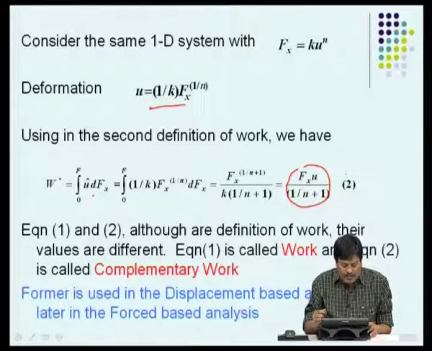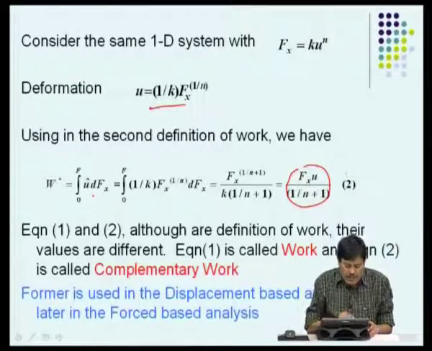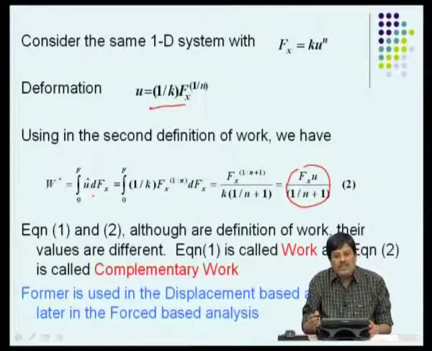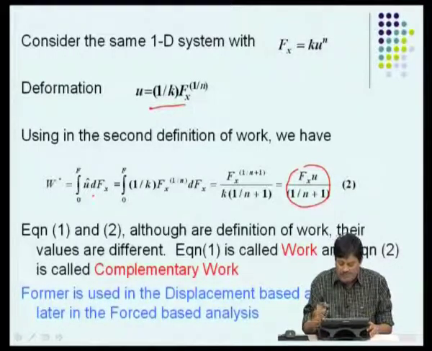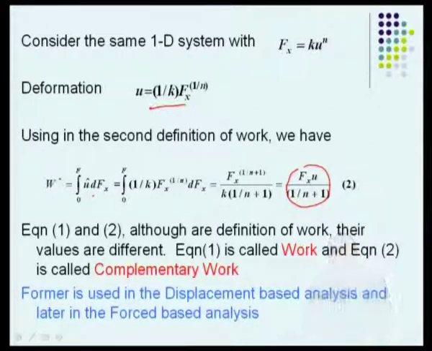So, what do we conclude from here? Equations 1 and 2, although both are definitions of work, have different values. Equation 1 is called work, whereas equation 2 is called complementary work. So, we use W for the displacement based analysis and we use W star for the force based analysis.